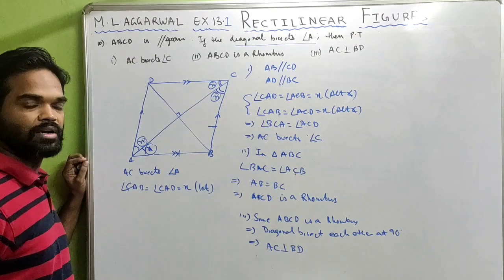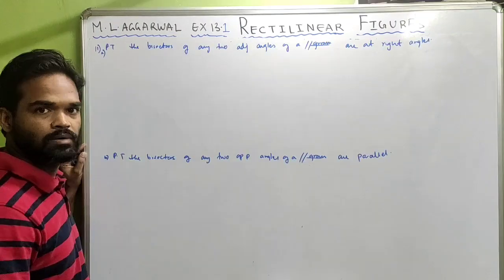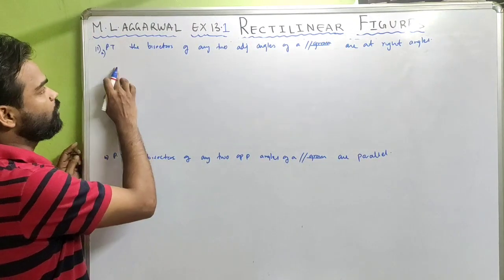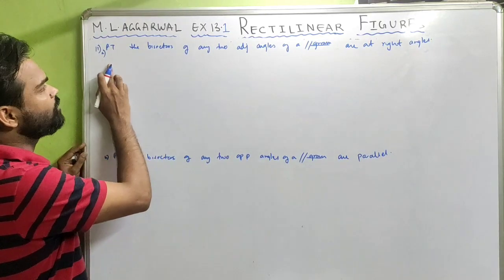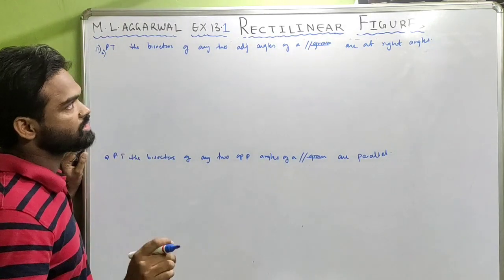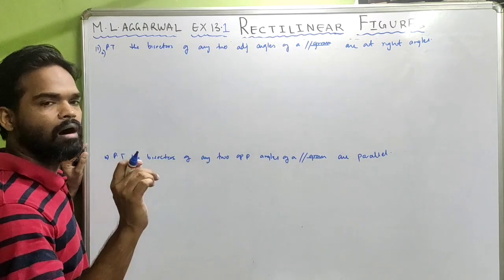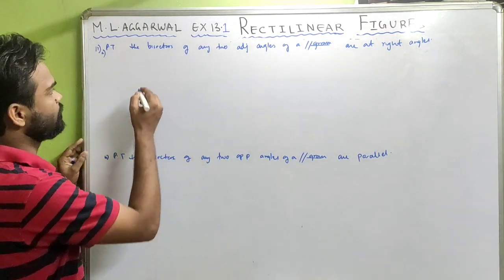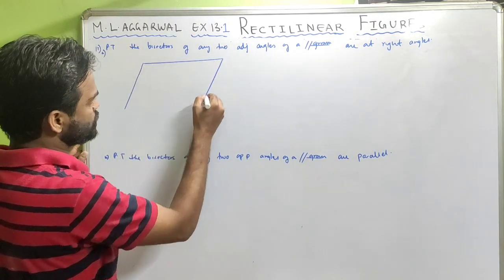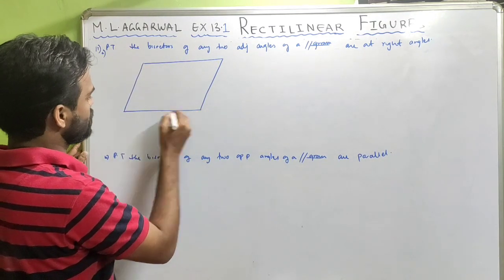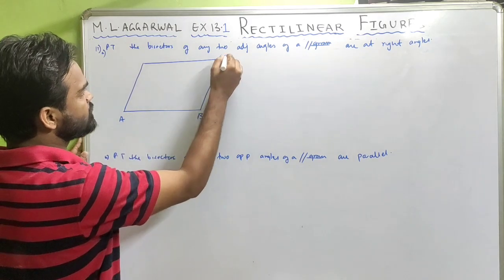Okay, now let us look at the next sum. Now look at 11 part A. Prove that, this is very interesting. From now on, proving sums are very interesting. Prove that the bisectors of any two adjacent angles of a parallelogram are at right angle. Very easy. First, I'll draw a parallelogram. Just look over here. A, B, C, D.